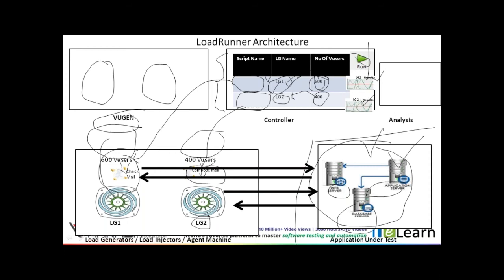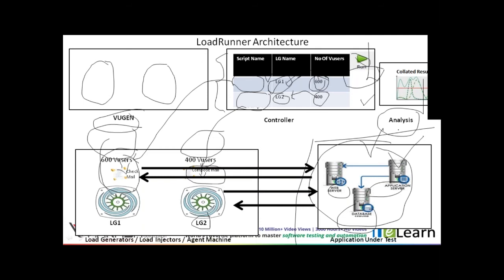As a performance tester, I don't want to see these results separately. I want to see one single result. So the controller will merge these two results, and this merging is what we call collation. Once the collation happens, you will have one collated result, and you can look at this collated result using the tool called Analysis. Using Analysis, you look at the collated results at once. This is what the LoadRunner architecture is.